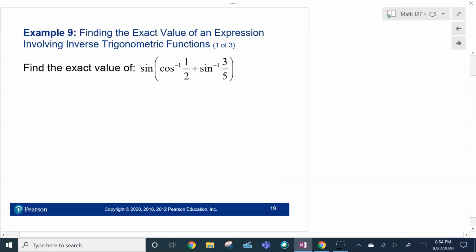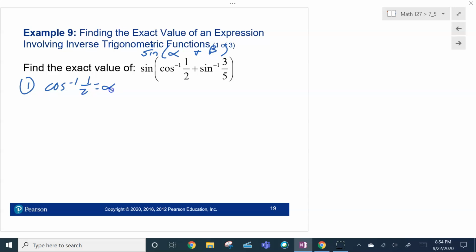All right, example 9 here. What I'm going to do on this first is I'm going to call this alpha and that beta. So the arc cosine of a half equals alpha. And number 2, I'm going to take the arc sine of 3/5 and call that beta for a minute. It's kind of like we used to just call it theta, but I need these to be two different angles here, so I'm going to call them alpha and beta.